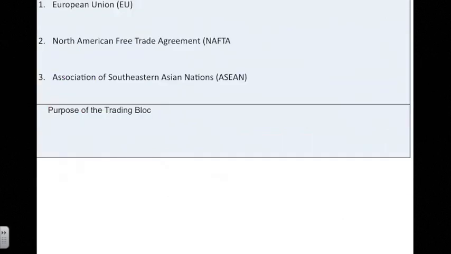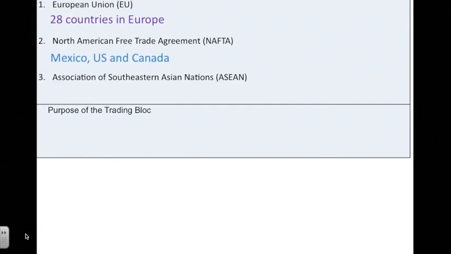One way to make it easier to trade is to establish a trading bloc. There are three classic examples of these trade agreements in the world today. One is the European Union. The European Union includes around 28 countries in Europe which can freely trade through the use of the euro. Another example is the North American Free Trade Agreement, or NAFTA, that exists between Mexico, the United States, and Canada, and eliminates tariffs and any barrier to trade.